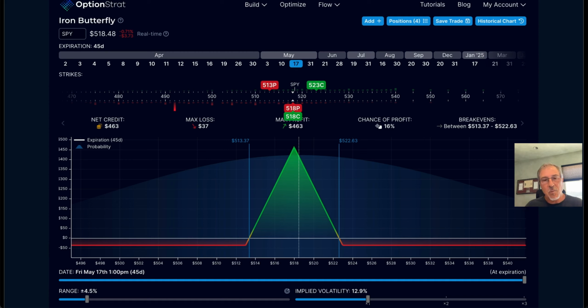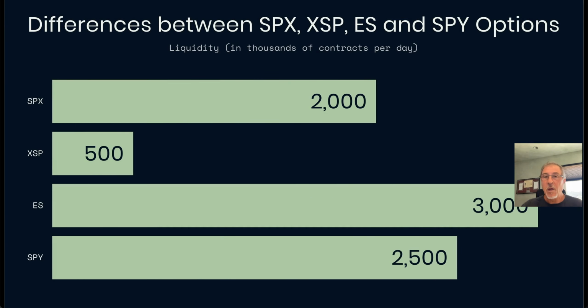So now that we see what it looks like if we model each one of these trades, let's go take a look at what the other differences are, because there's a lot of other reasons that a person may potentially choose one over the other. One of them is going to be the liquidity. These are approximations. They're going to vary on any given day, but these are approximations of how many at the money strikes there might be trading at any given time.